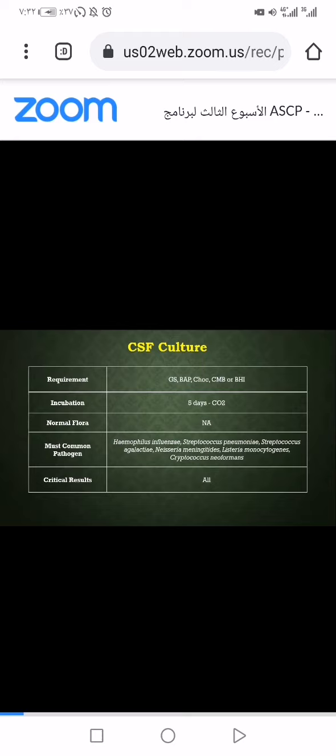CSF, we are using a gram stain slide. We use blood agar plate, chocolate, cooked meat broth, or brain heart broth. Cooked meat and the brain heart are liquid media. Okay, blood and chocolate are solid media. For the gram stain, you check it under the microscope.